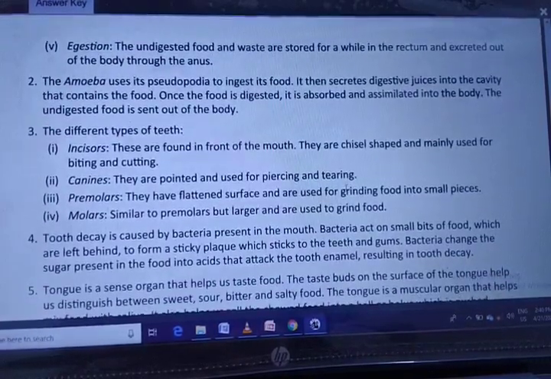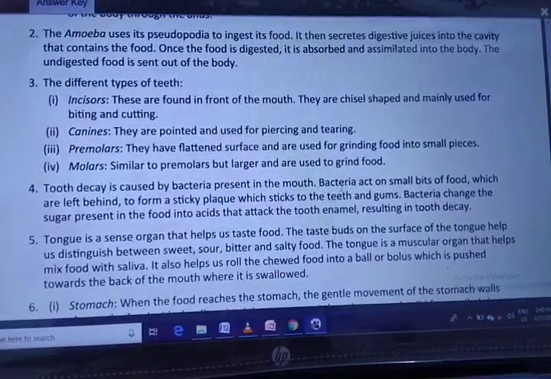You can see here, this was our answer number 1. Now we are moving towards the answer number 2.